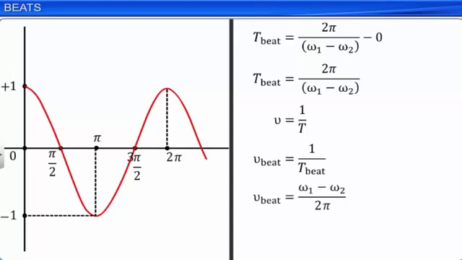We know that omega 1 is equal to 2 pi nu 1 and omega 2 is equal to 2 pi nu 2, where nu 1 and nu 2 are the frequencies of waves 1 and 2 respectively. Substituting these values in equation 4 and simplifying, we get nu beat is equal to nu 1 minus nu 2.